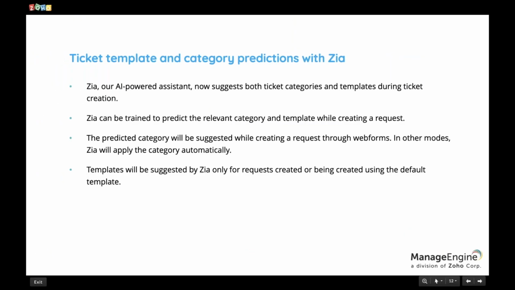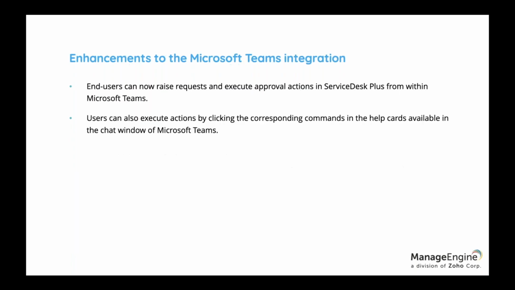All right. So the category prediction and the template suggestion will only work if the ticket is created using the default template. That's one point. And right now, it is only available for the English language and for tickets that are created through the web form. So email or any other templates, it won't work. It's just going to work for tickets that are created through the web form. So these are the couple of features that we have introduced.